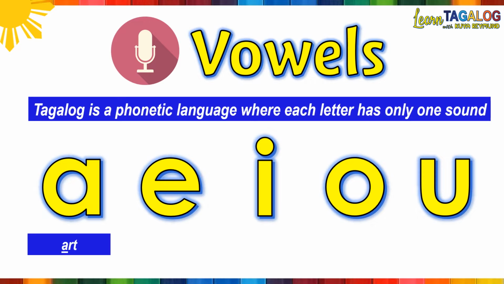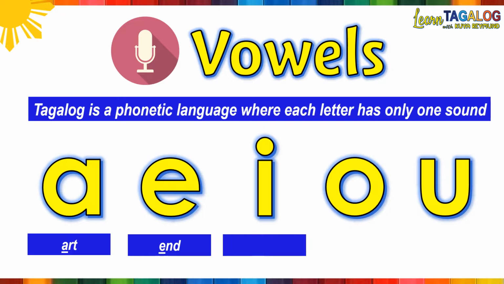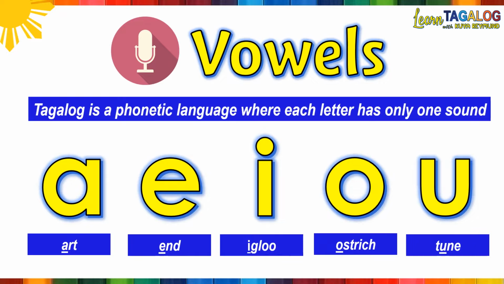A is pronounced as in the word art. E is pronounced like the E in the word end. And I is pronounced like the E in the word igloo. While the O is pronounced as the O in the word ostrich. And the U is pronounced as the U in the word chun. Again, A, E, I, O, U.